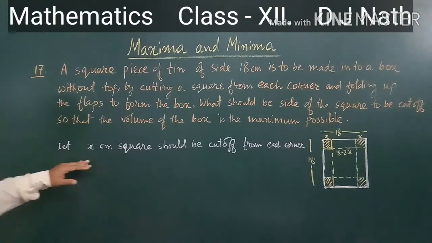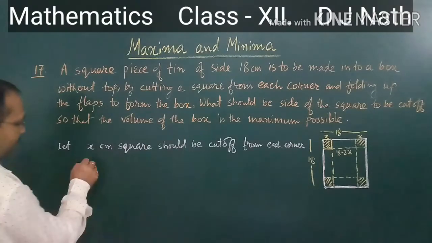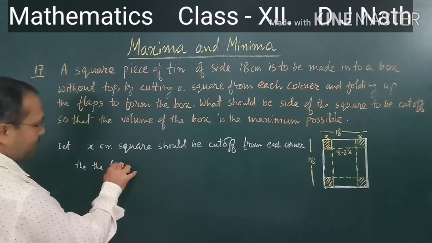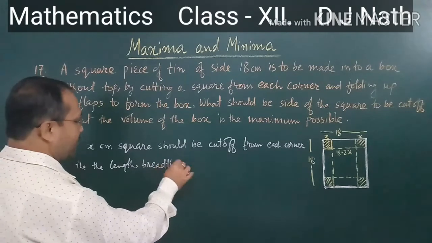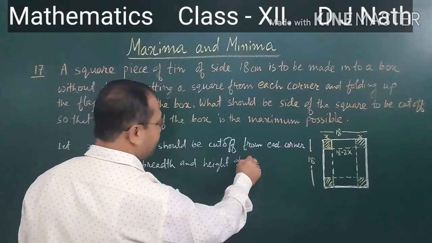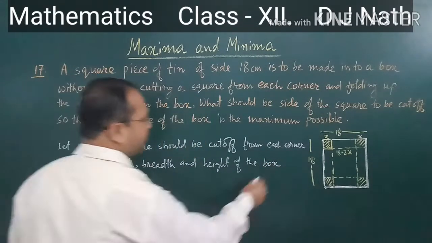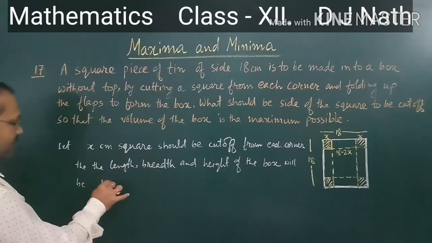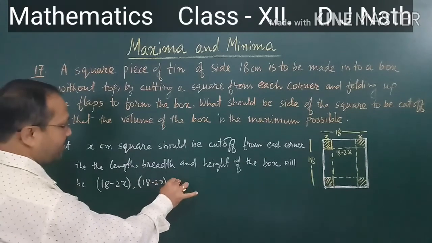Therefore, the length, breadth, and height of the box will become 18 minus 2x, 18 minus 2x, and x.